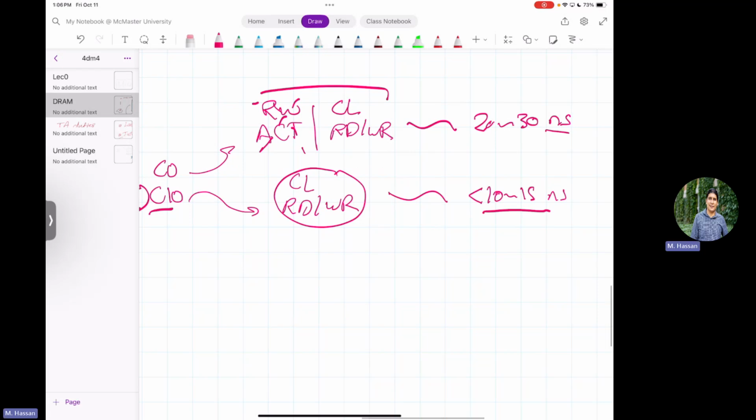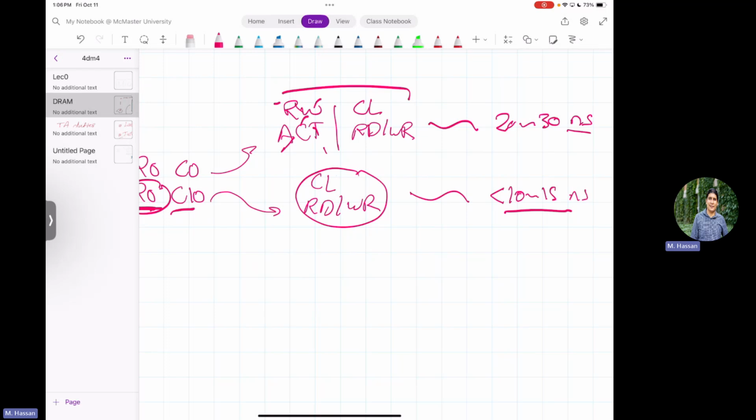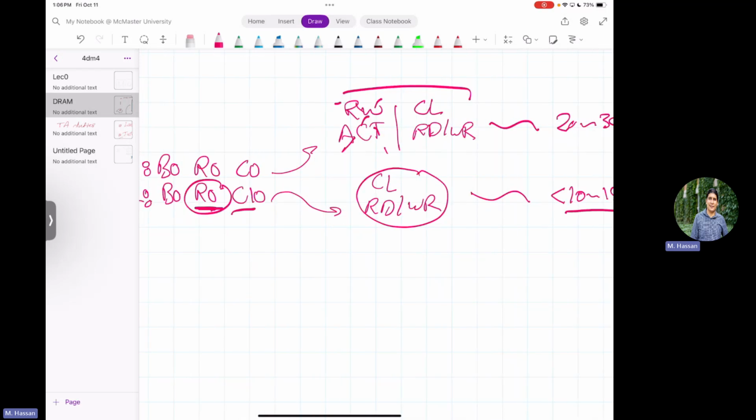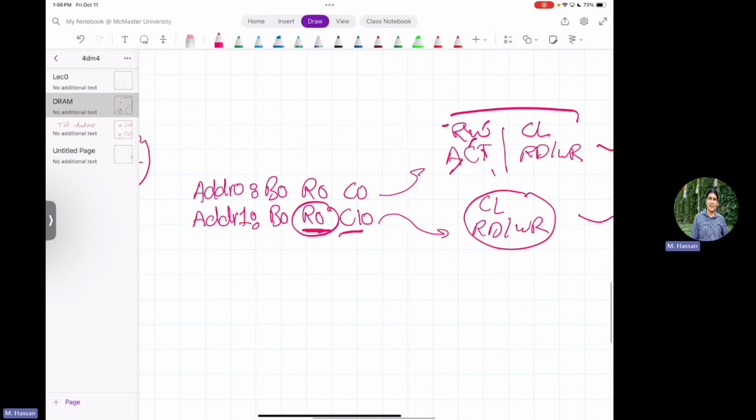Okay. Now, this is a bad scenario. This is a better scenario. In reality, that's not the worst scenario. The worst scenario is, what if I had address 2 that is targeting bank 0, but is targeting row 1 and then column 5. So it's targeting a different row than the row that is existing in the row buffer at the moment.